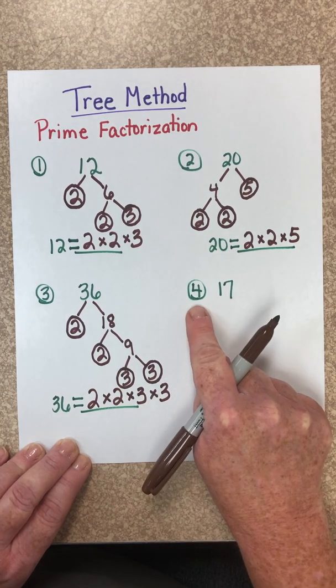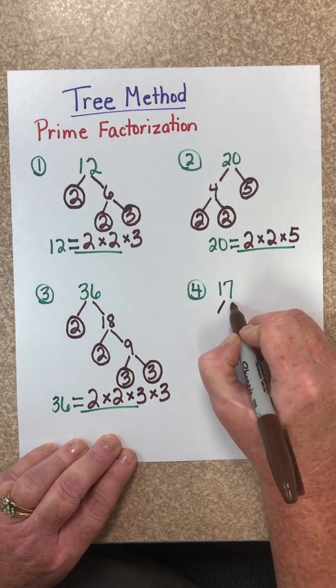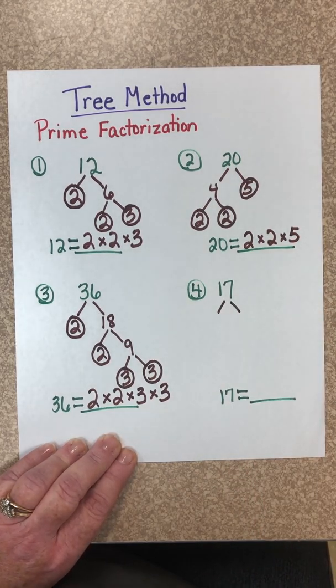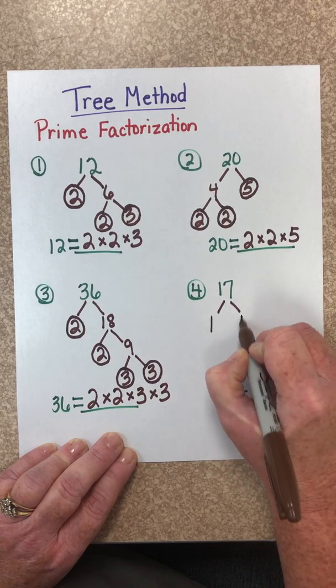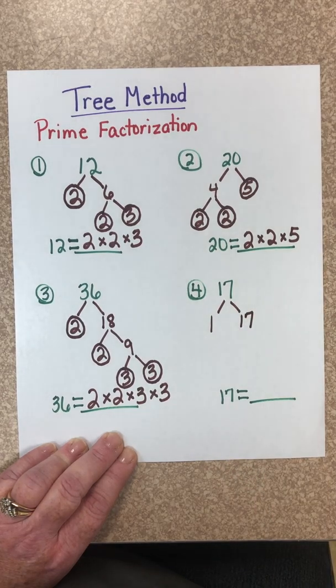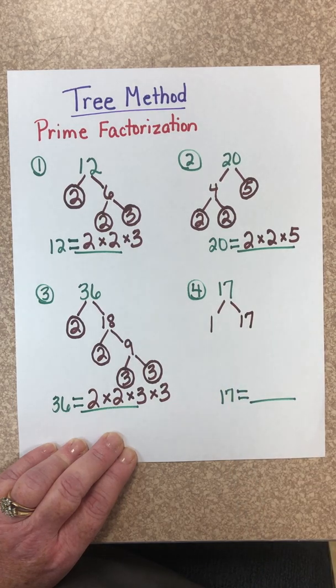Now let's go to our last example, and that's 17. So what times what is 17? Well, 17 is an odd number, so we try to divide it by 3, which is an odd number, and we can't divide 17 by 3 evenly. So what would be the prime factors? Well, we have 1 times 17. Can we break that down any more than that? And the answer is no.